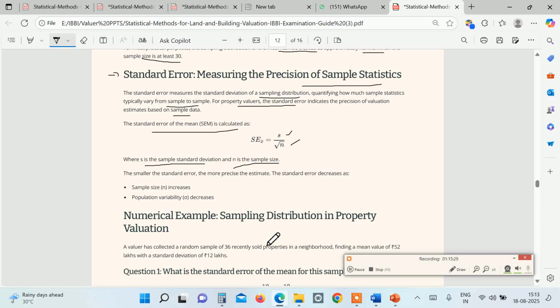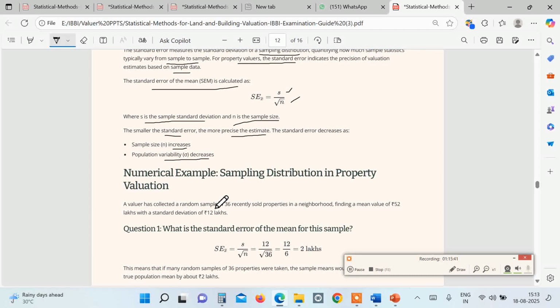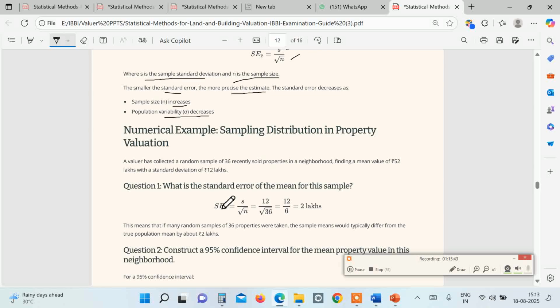The smaller the standard error, the more precise the estimate. So standard error decreases as sample size increases and as population variability decreases. We will take an example that will make things clear. A valuer collected a random sample of 36 recently sold properties in a neighborhood, finding a mean value of 52 lakhs and a standard deviation of 12 lakhs. What is the standard error of the mean for this sample?